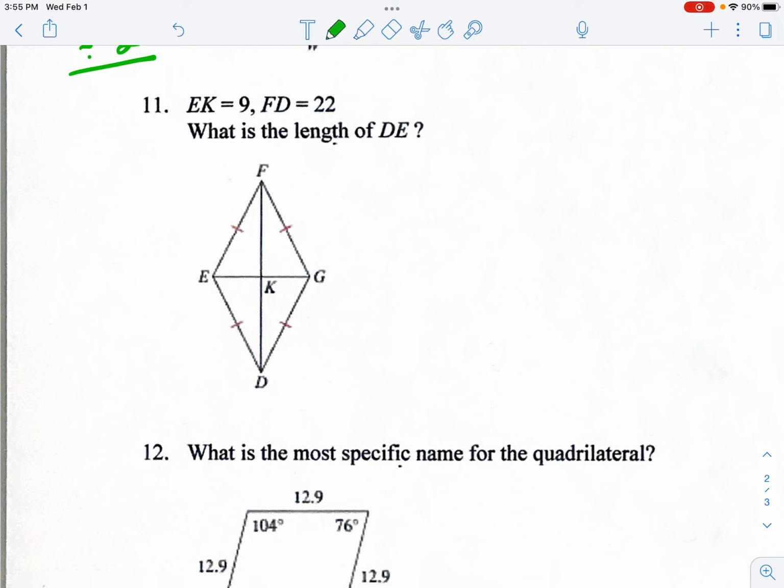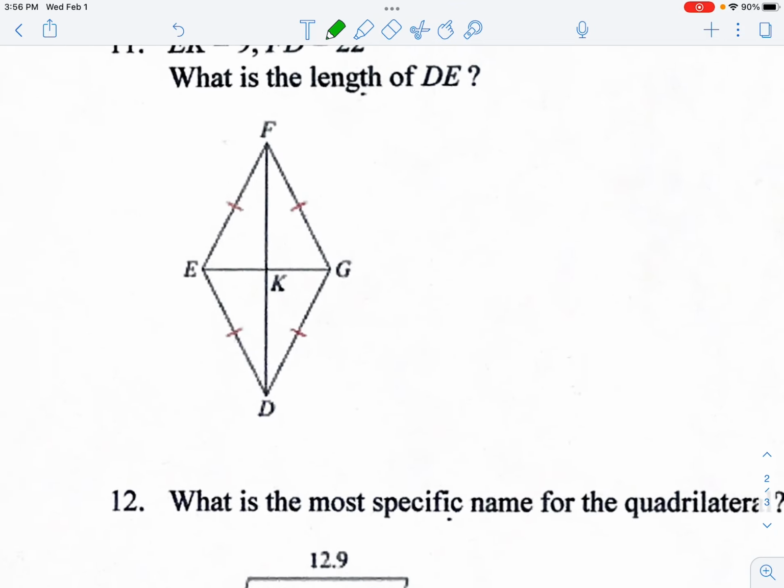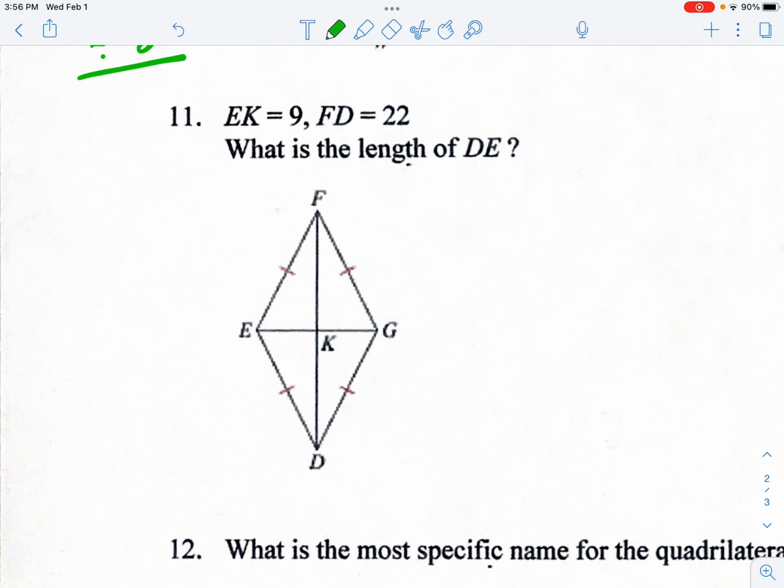Number 11, this is the one where we're going to have to do the Pythagorean theorem. You guys knew I was going to give you one of them. Again, I know this one's a rhombus because of how it's marked. They tell me the EK is 9. And then again, they tell me from F to D, so that's the entire thing, is 22. So if the entire thing is 22, I know this part is 11 and this part is 11, right? It's bisected. That was one of our properties. And another one of our properties is that the diagonals are perpendicular. So that's 90 degrees. And I'm looking for the length of DE.